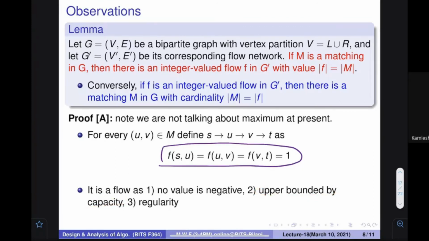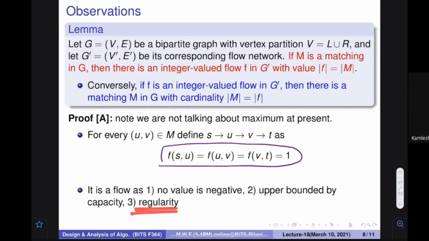Second, the flow is upper bounded by the capacity. Is it like that everywhere? The answer is yes, because everywhere I have placed a flow of 1, and 1 is the capacity. Because of the setting, nowhere is the flow going to exceed the capacity.